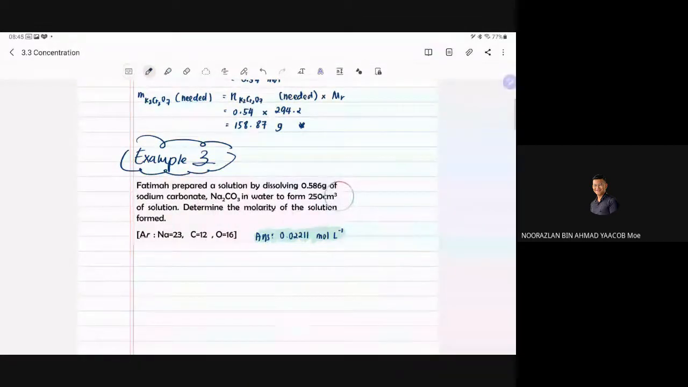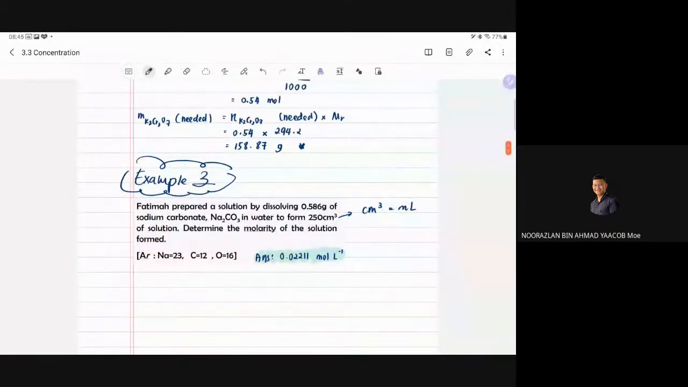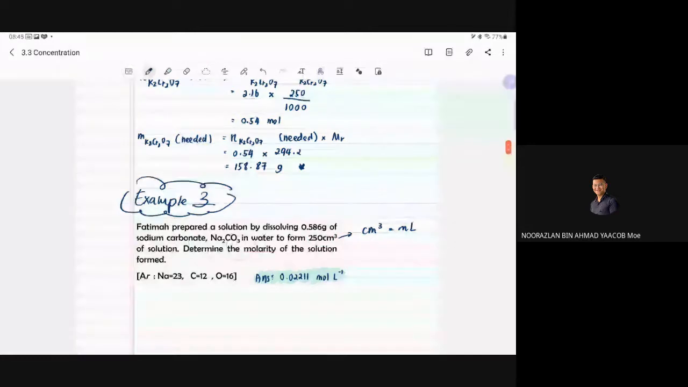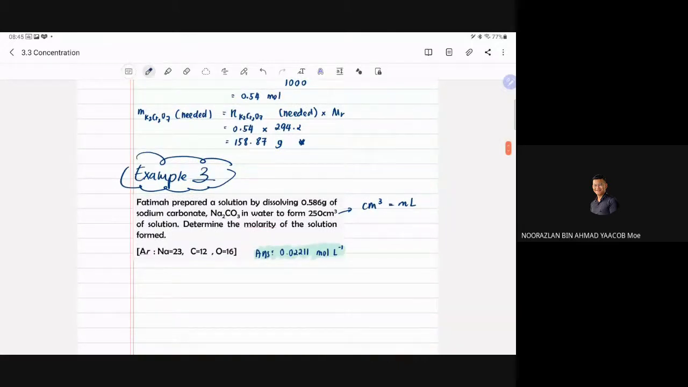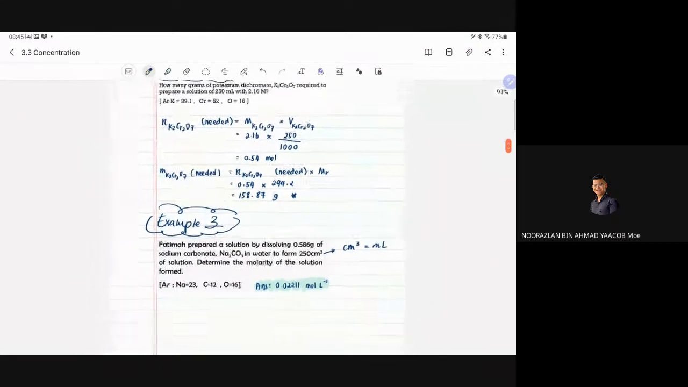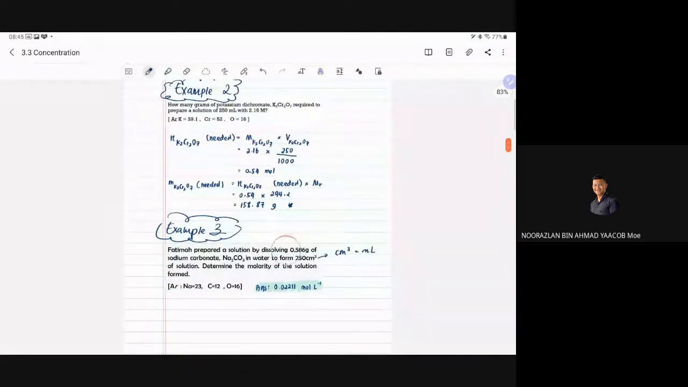Okay, so first of all, centimeter cubic unit dia sama dengan ml. Kita nak pakai liter kan? So nanti kamu tukar, kamu tahulah conversion factor dia berapa. Okay, so Fatimah prepared solution. Alright. So now what I want you to do is, I want you to try to answer this question. Try to answer this question by referring to the step up here lah. This is the final answer. Okay, kalau tak dapat final answer, tanya saya. So try to do this. I give you 5 minutes to answer this question.